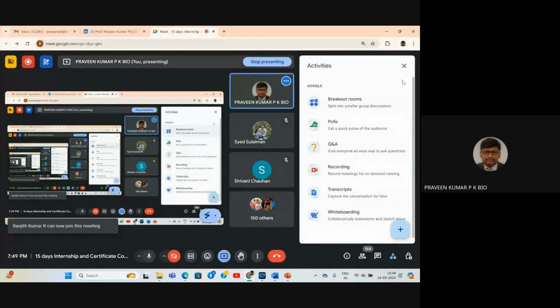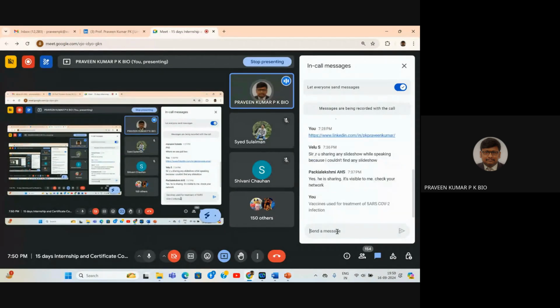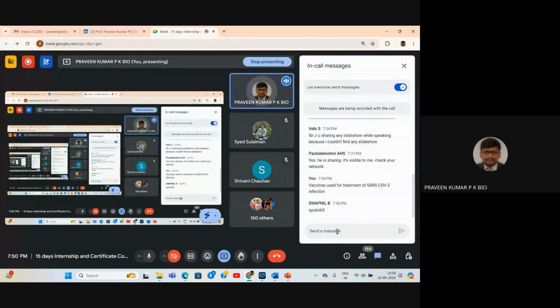Okay. So I'm going to ask you a question. The question from me is, tell me the vaccines we use for treatment of SARS-CoV-2 infection. So I need answers from your side. Participants can type your answers in the chat box. What are the vaccines? Sputnik? Very good. So this is Russian-based, isn't it, Sputnik? Okay, how about the others? What are the vaccines you remember?